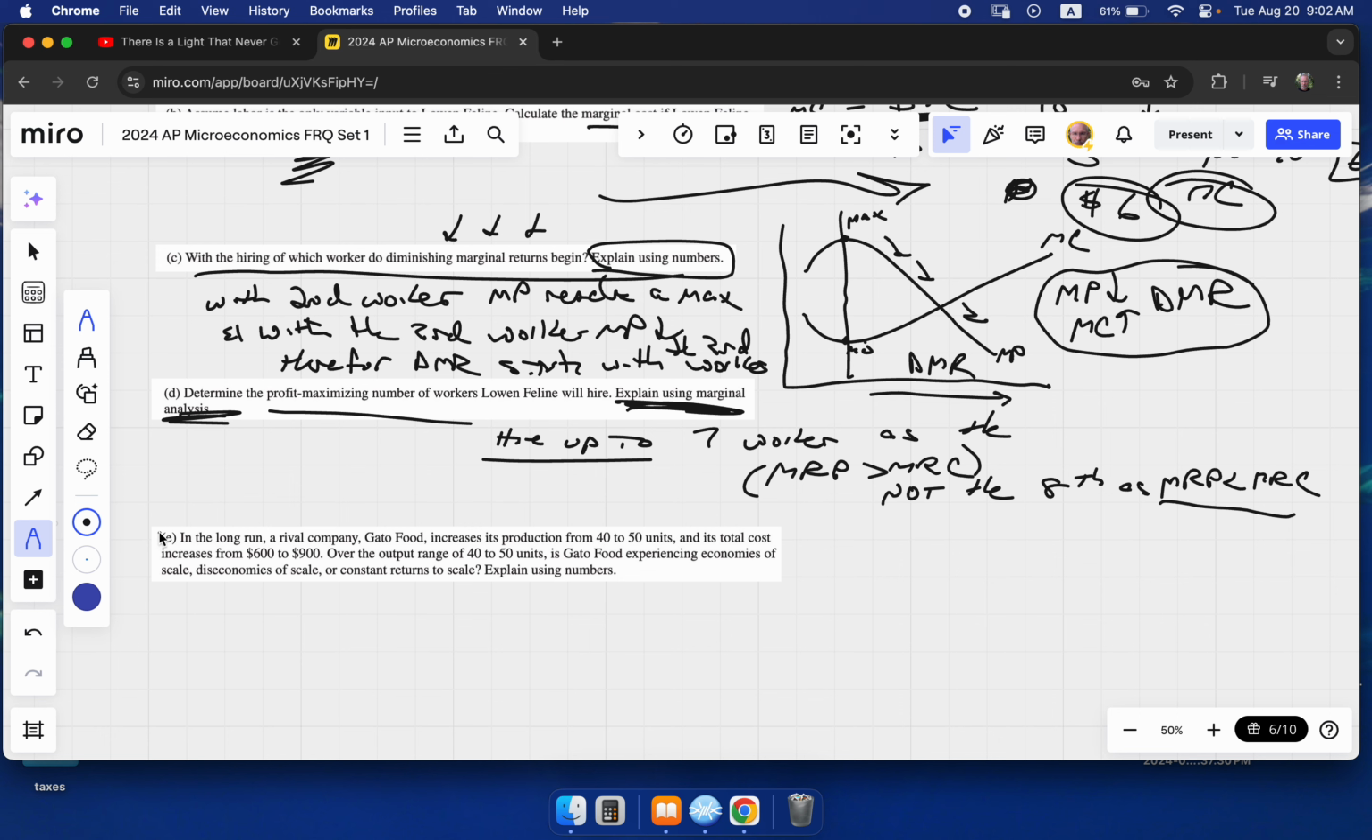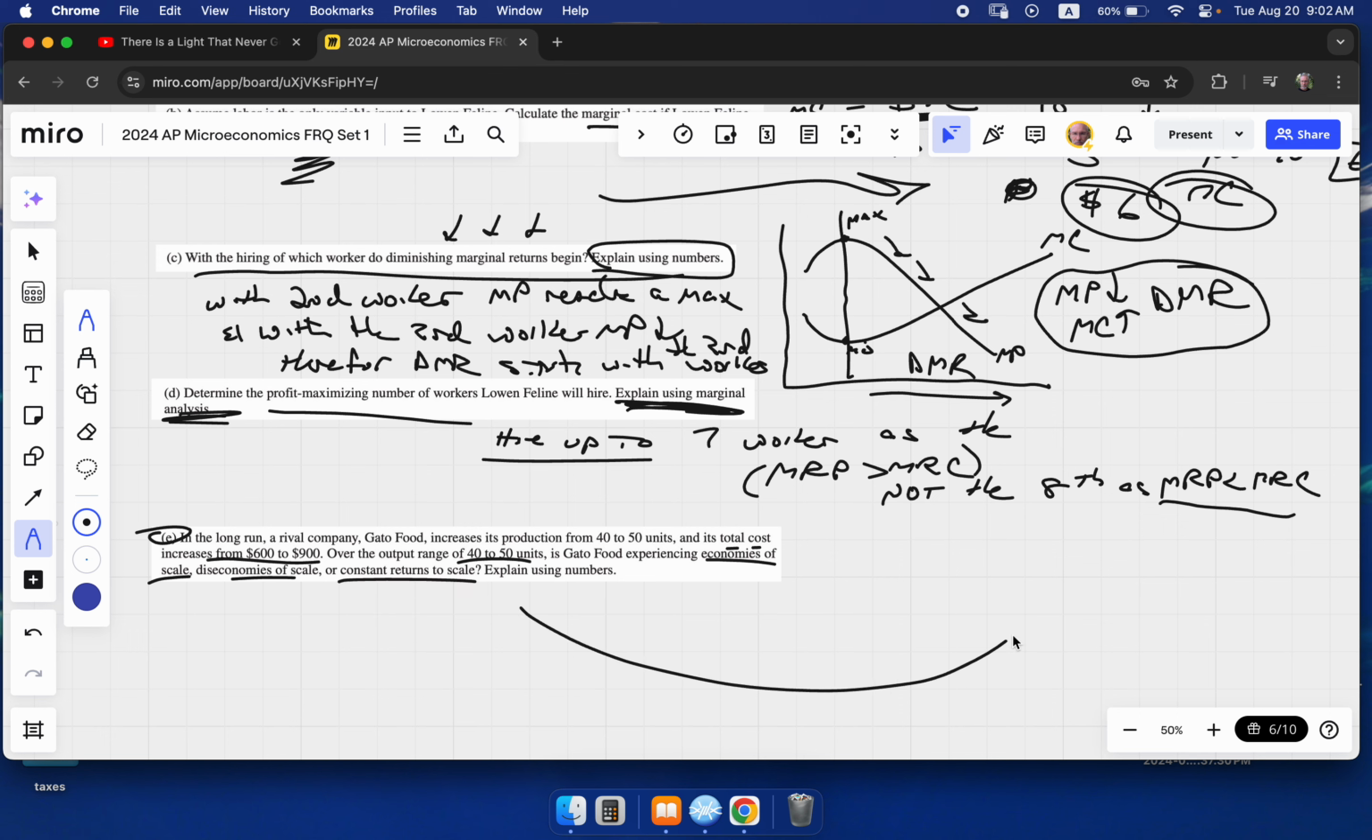All right, let's look at number E. In the long run, a rival company, Gatto Food, increases its production from 40 to 50 units and its total cost increases from 600 to 900. Now, recognize that we're not so worried about total cost here. Output went from 40 to 50. Are they experiencing economies of scale, diseconomies of scale, or constant returns?